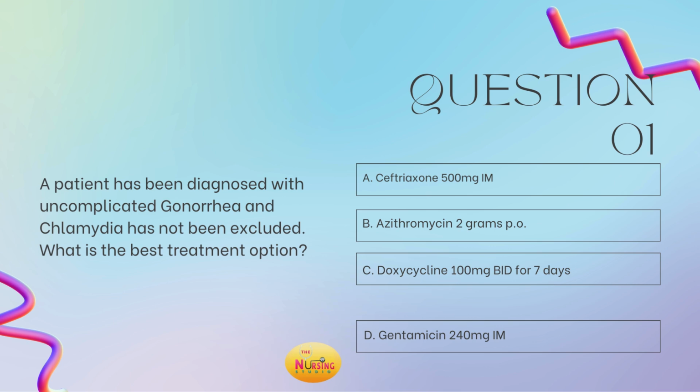So the best answer choice here is C, doxycycline 100 milligrams BID for 7 days, as chlamydia has not been excluded, so you want to co-treat with both of those. So the doxy will cover the gonorrhea as well as chlamydia.